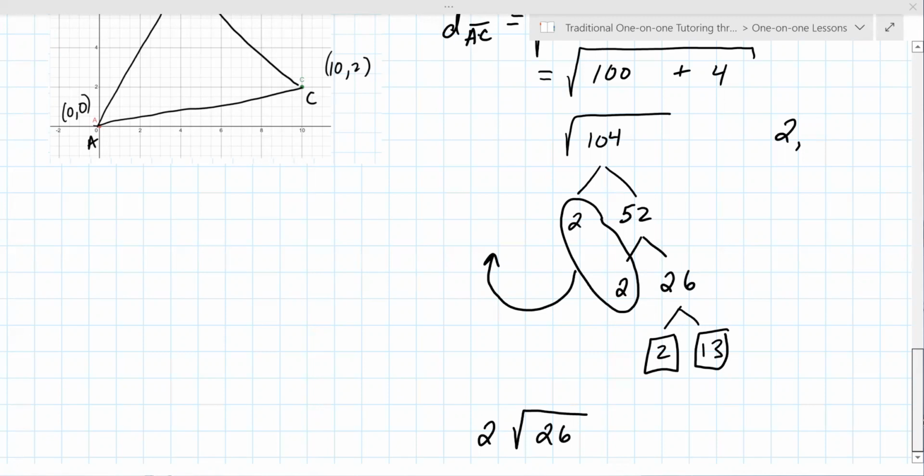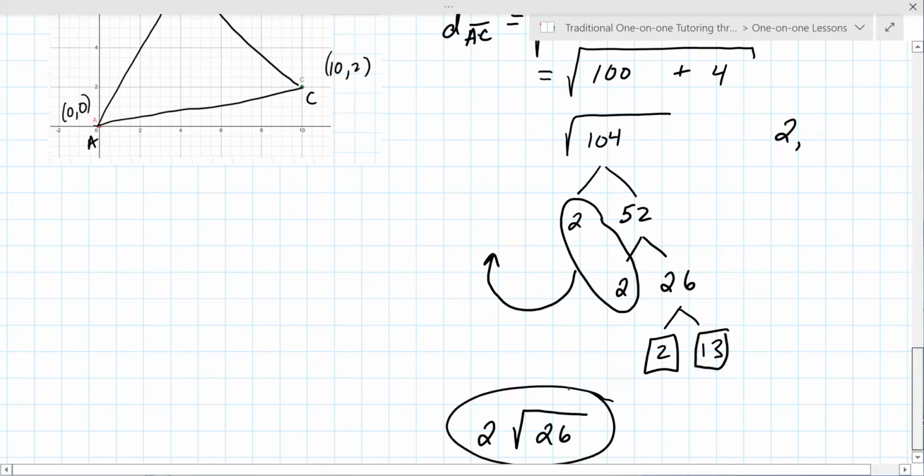To divide by 2. All right, so the answer is, we have to divide 52 by 2. This is the answer: 2 times the square root of 26. Okay. I got it all down.